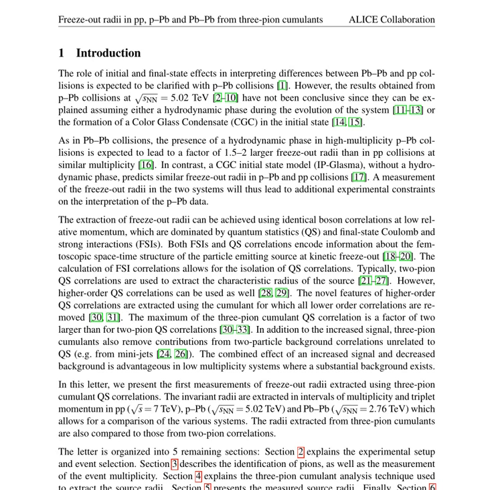1. Introduction. The role of initial and final state effects in interpreting differences between PbPb and PP collisions is expected to be clarified with PPb collisions. However, the results obtained from PPb collisions at √sNN = 5.02 TeV have not been conclusive, since they can be explained assuming either a hydrodynamic phase during the evolution of the system or the formation of a color glass condensate, CGC, in the initial state.